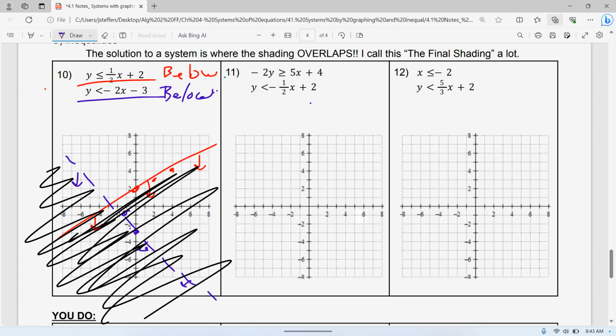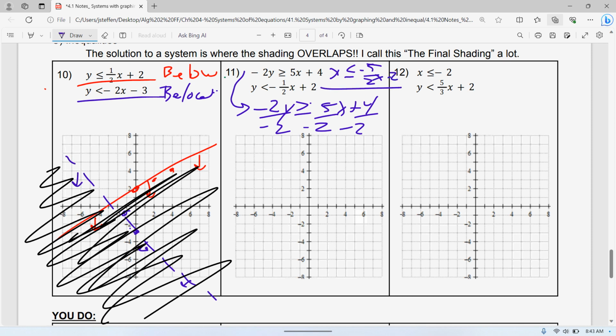Be careful. You might want to double check this. That rule still says that if you ever divide by a negative, you have to flip your sign. So I end up getting y equal to negative 5 over 2 x minus 2. 1, 2, 3, 4, 5 over 2, over 2 to the left. That's the following. It says y is less than, so shade below this one. You don't have to do it that way, but I think that's the best. I think it's the easiest, I should say.